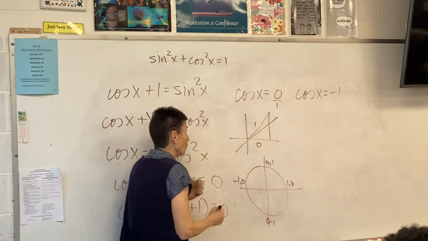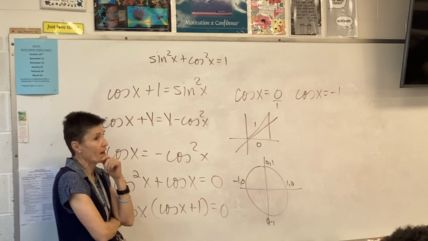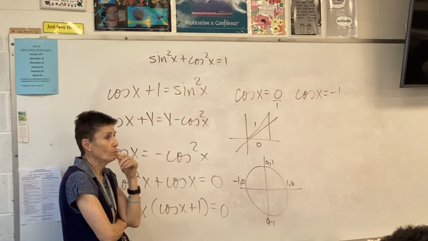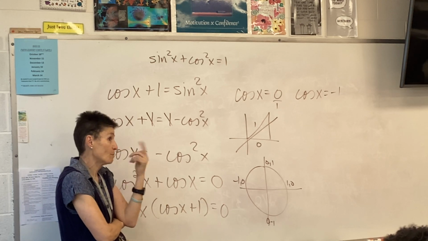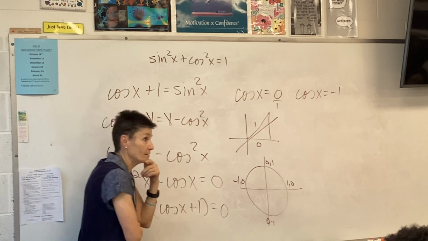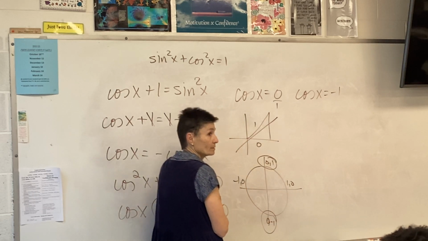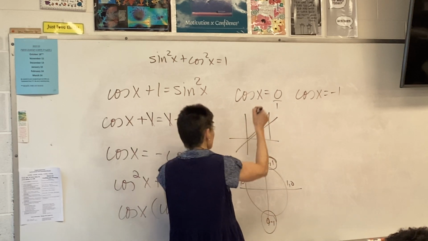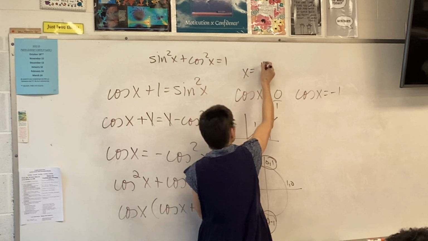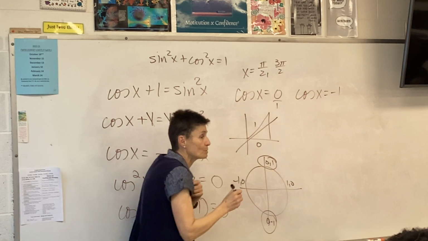And where on the circle is cosine 0 over 1 or 0? Pi over 2. Exactly. Cosine is 0 right here and right here. So the 2 answers to that part of the problem are pi over 2 and 3 pi over 2. 90 and 270.